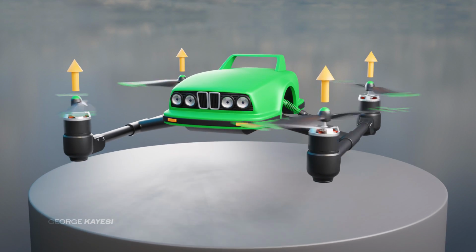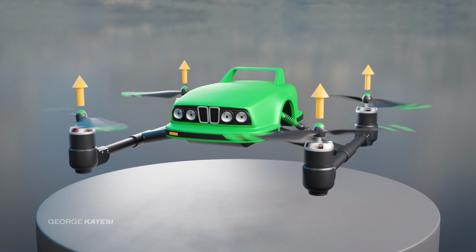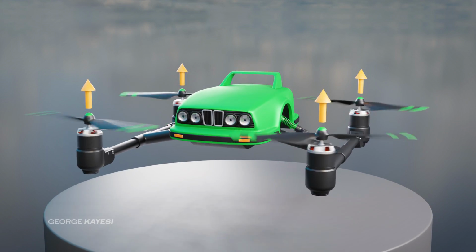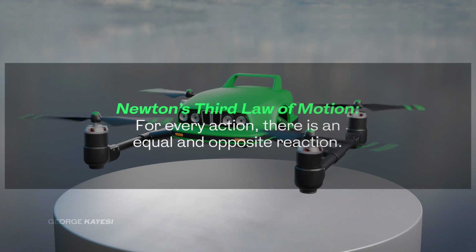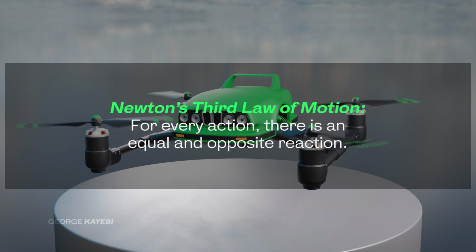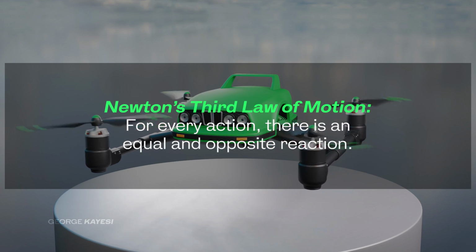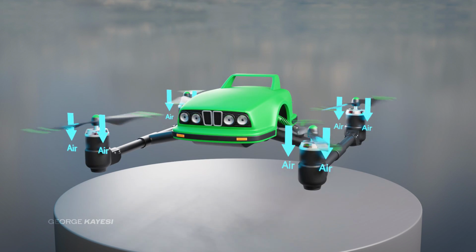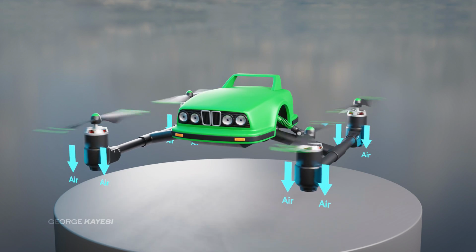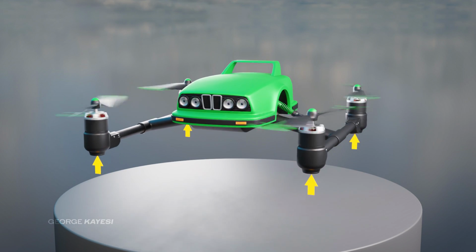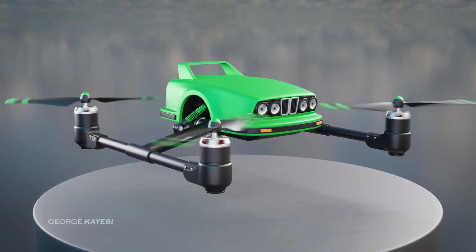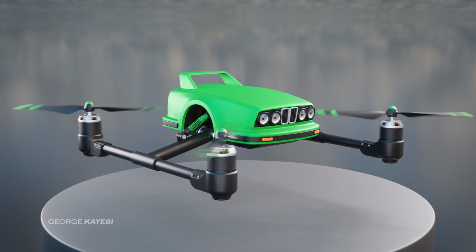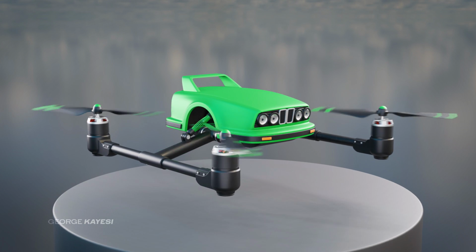The lift generated by each blade of a quadcopter helps to lift the entire aircraft off the ground and keep it airborne. In addition to Bernoulli's principle, Newton's third law of motion states that, for every action, there is an equal and opposite reaction. As the blades spin, they push air downwards, which creates an upward force on the quadcopter. Therefore, the blades of a quadcopter generate lift through a combination of Bernoulli's principle and Newton's third law of motion.